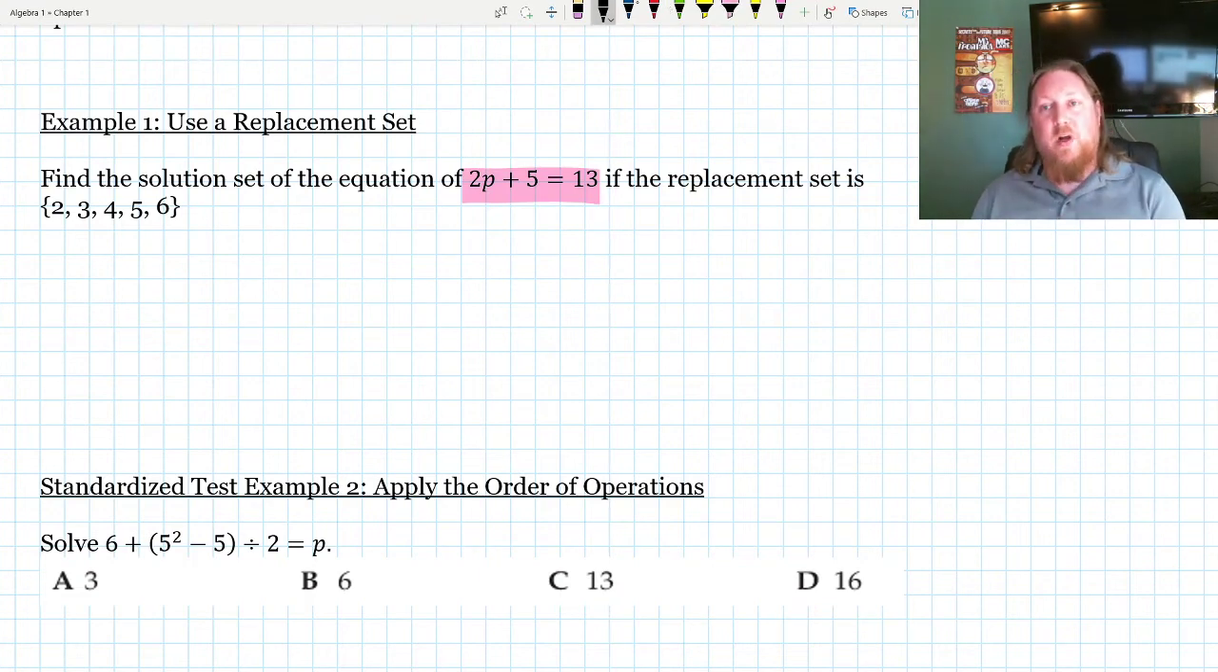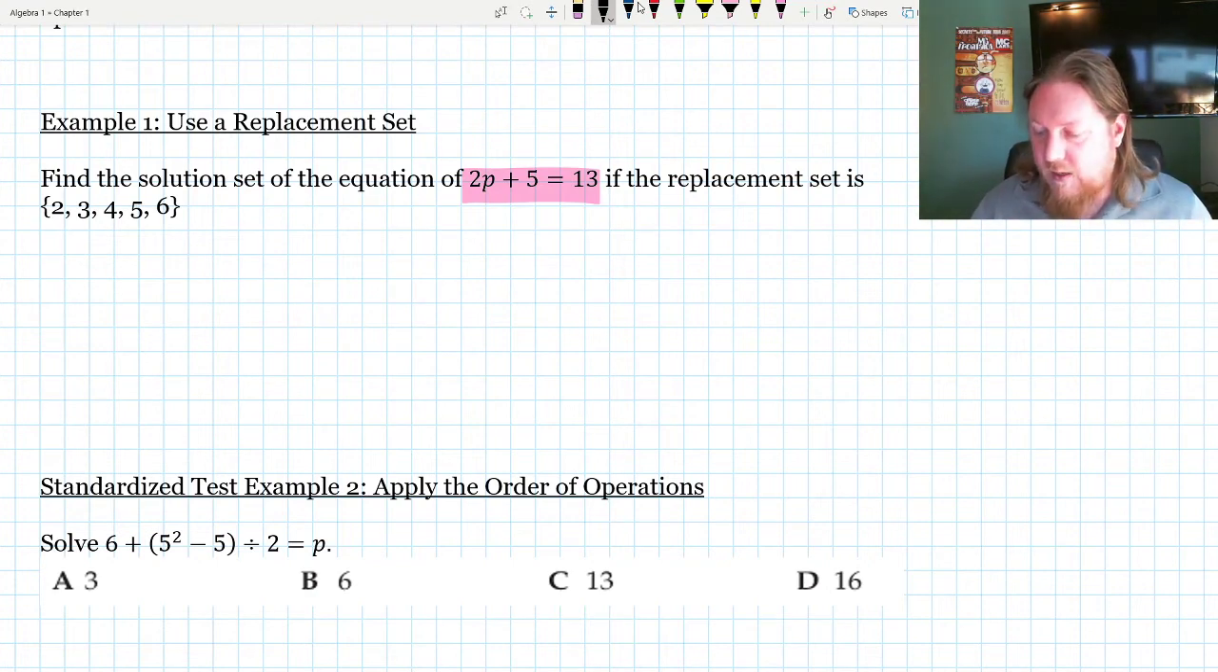So what I'm going to do is, one at a time, plug those in and evaluate the expressions that I have until I can see whether I have a true or false statement. So, one thing I'd like to do here is just to make a big table. What if I'm using the replacement number 2?